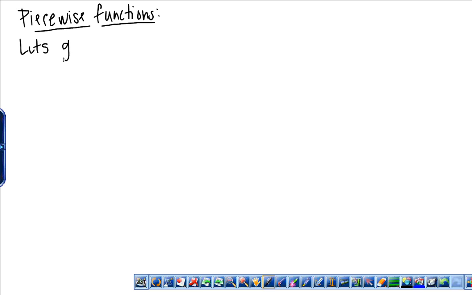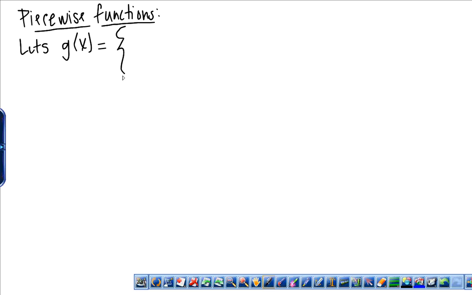Piecewise functions, you have worked with them before. I just want to talk about a few of them. Let's look at a new function. How about, let's do a g of x. Now remember, when you're writing a piecewise function, I'm just going to write 2 of them here.